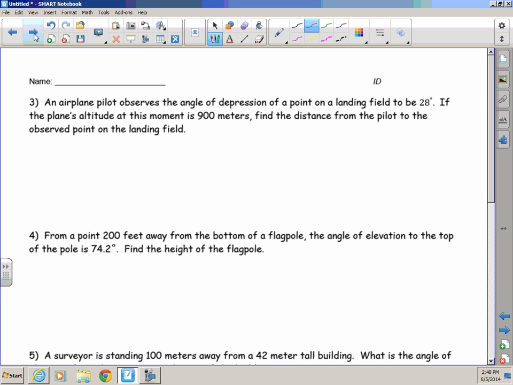An airplane pilot observes the angle of depression. So that means the pilot is here, obviously, looking down. So we draw that horizontal. And here is the 28 degrees. Now, we could put the 28 is outside the right triangle, which doesn't help us, but we also know that's 28. How do we know that? Well, we said alternate interior, but you also know that this is 62 degrees because this is a right angle, and then they have to add up to 90. Altitude is 900. That's altitude. Find the distance from the pilot to this observed point down here.